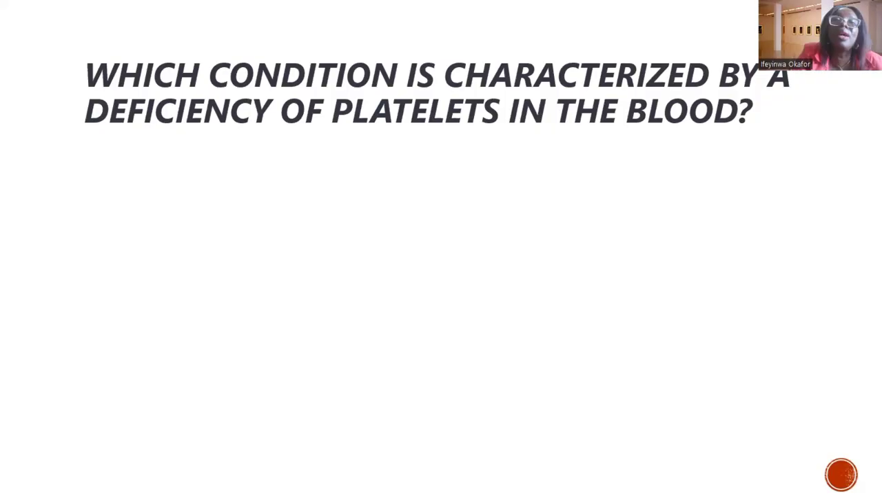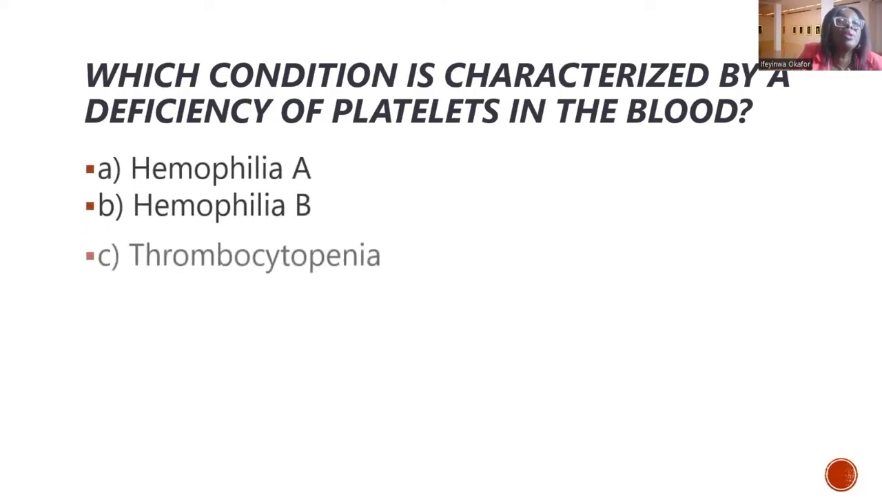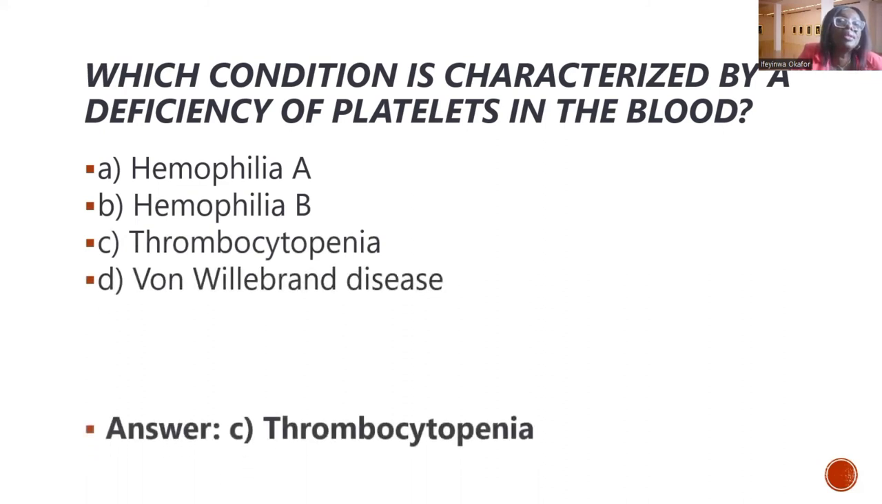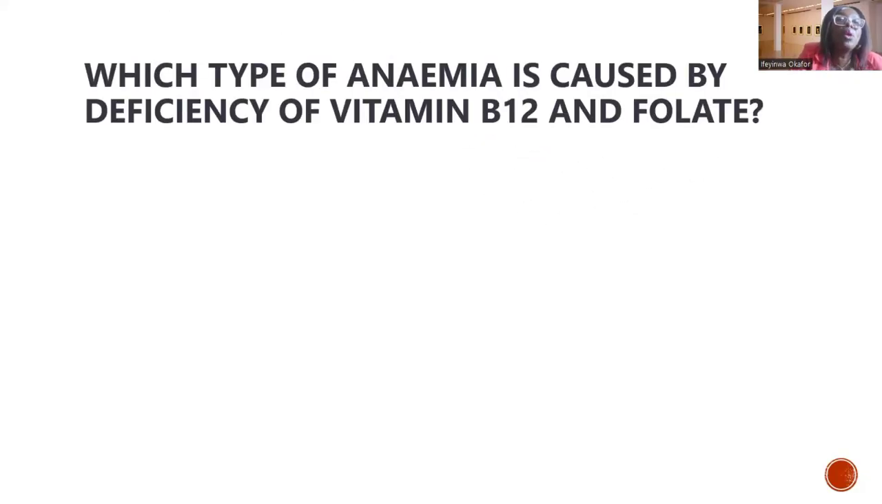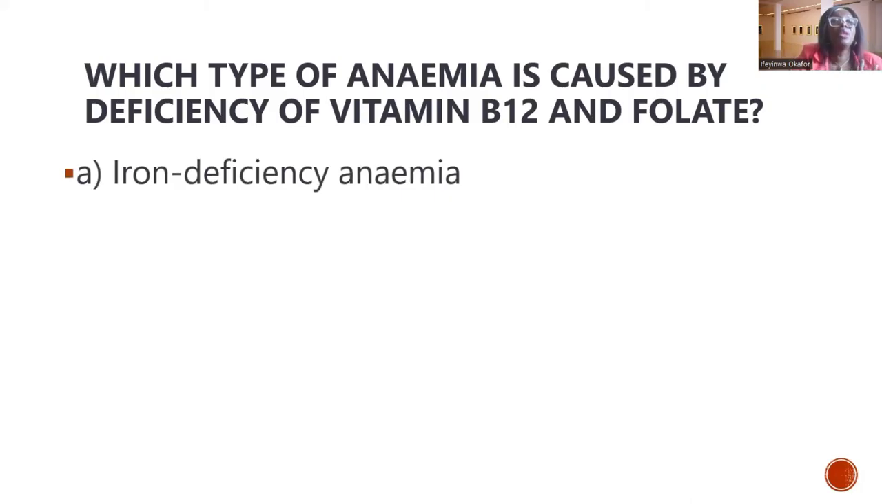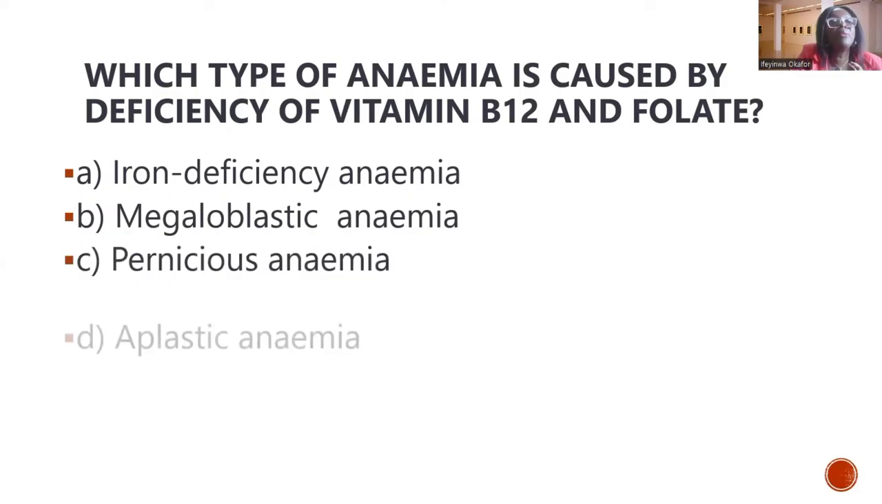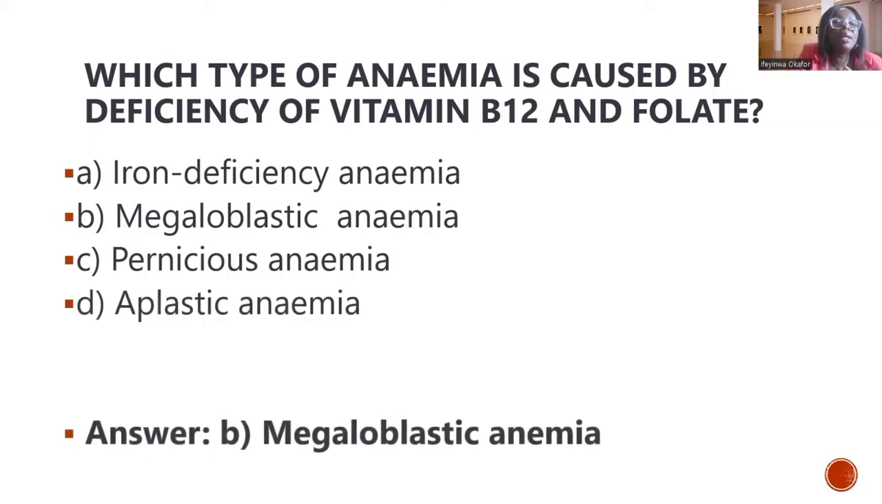Which condition is characterized by a deficiency of platelets in the blood? We have hemophilia A, hemophilia B, thrombocytopenia, von Willebrand disease. The answer is C, thrombocytopenia. Which type of anemia is caused by deficiency of vitamin B12 and folate? We have iron deficiency anemia, megaloblastic anemia, pernicious anemia, aplastic anemia. The answer is B, megaloblastic anemia.